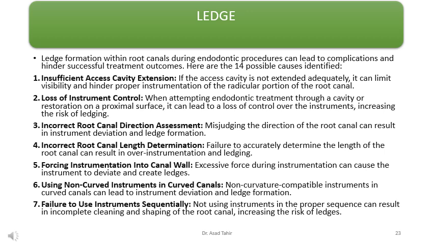Here are the 14 possible causes identified. Insufficient access cavity extension. If the access cavity is not extended adequately, it can limit visibility and hinder proper instrumentation of the radicular portion of the root canal. Loss of instrument control. When attempting endodontic treatment through a cavity or restoration on a proximal surface, it can lead to a loss of control over the instruments, increasing the risk of ledging.